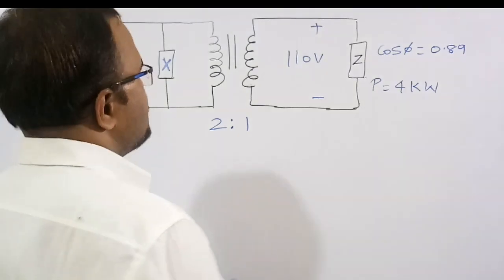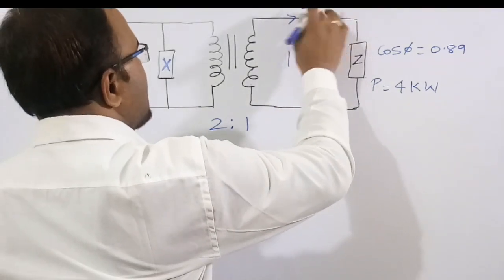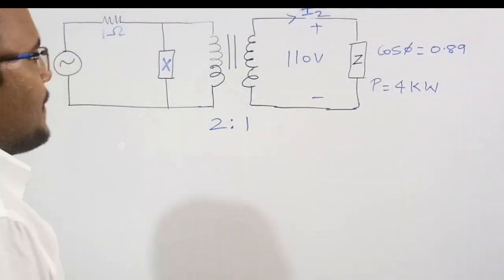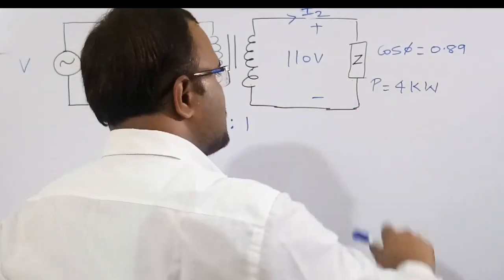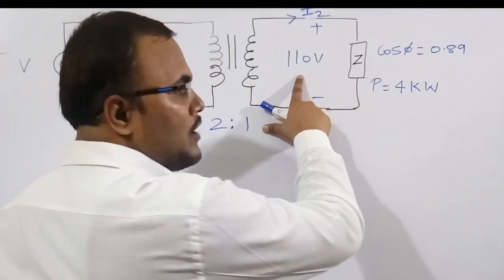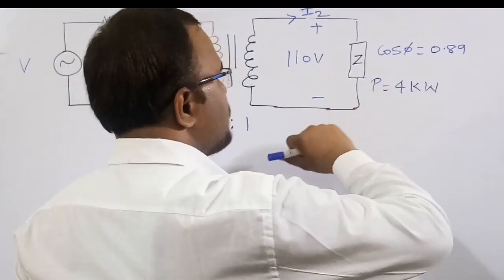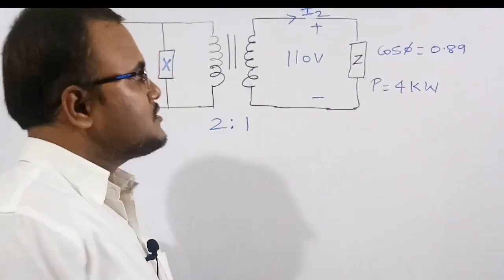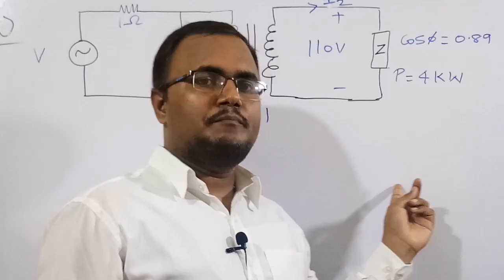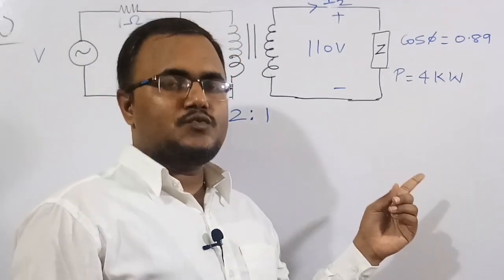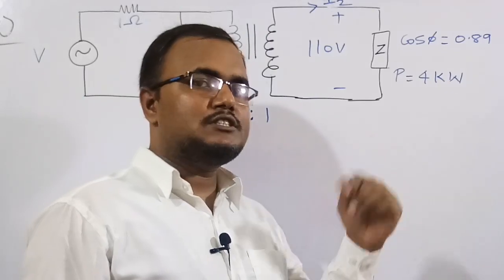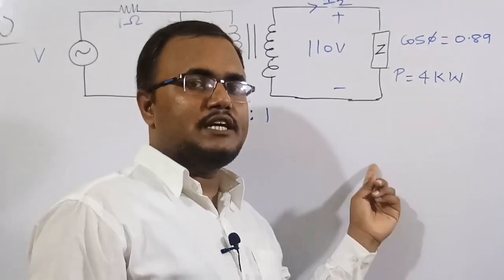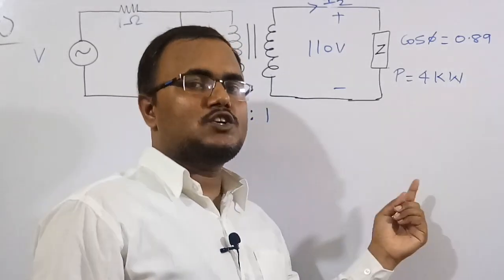Let me assume the current drawn by the load is I2. The power absorbed by the load is 4 kilowatt, the voltage is 110 volt, and the power factor of the load is 0.89. We need to find the amount of current drawn by the load. This is a single phase load, so the power equation is P is equal to VI cos phi. Suppose it were a 3-phase load, then P is equal to root 3 VL IL cos phi. But this is a single phase load, so P is equal to VL IL cos phi.